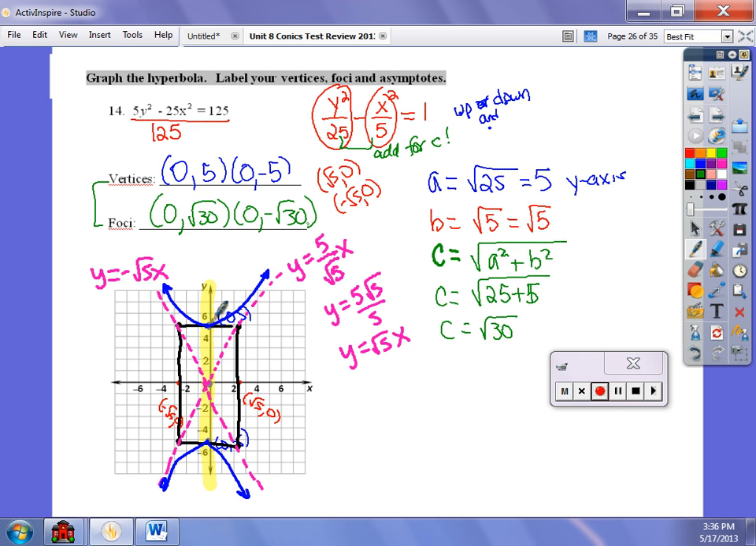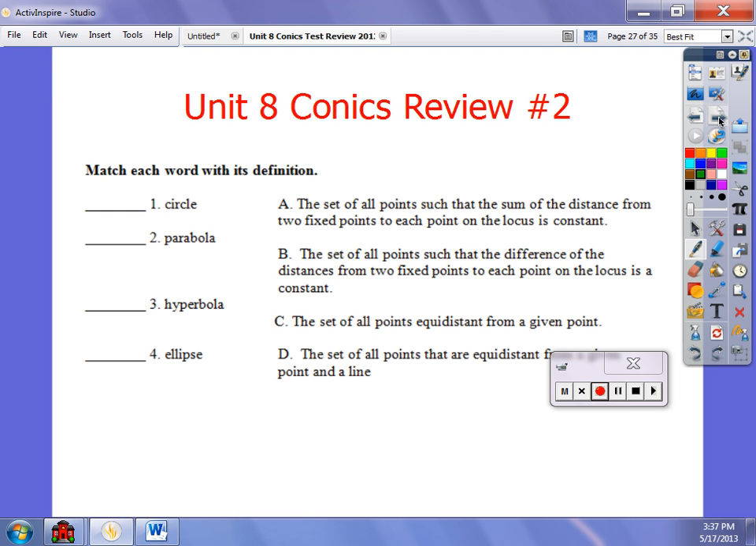So that is approximately equal to 5 point something and negative 5 point something. As long as, so think about Pac-Man. As long as the curves are going towards the focus, you are fine. And that is it for graphing the focus, the hyperbolas.